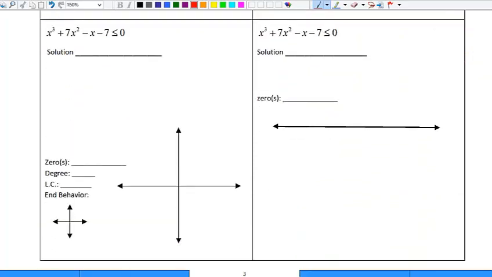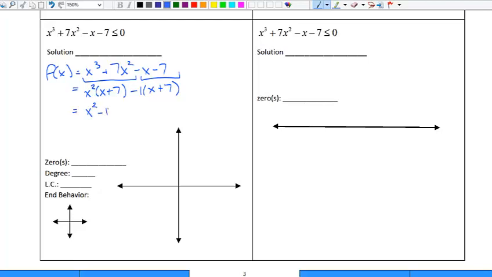Here's another higher order problem where our f of x is x cubed plus 7x squared minus x minus 7. I need to factor that. So it looks like a grouping problem. I can factor an x squared out of the first group, and I'm going to factor -1 out of the second group, which gets me x squared minus 1 times x plus 7. And then the x squared minus 1 is a difference of squares. That's x plus 1, x minus 1.